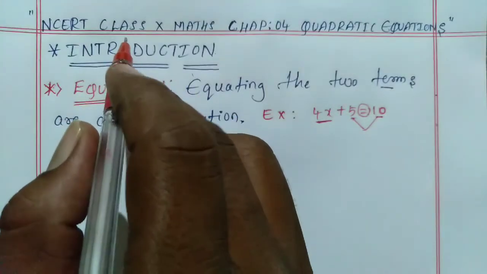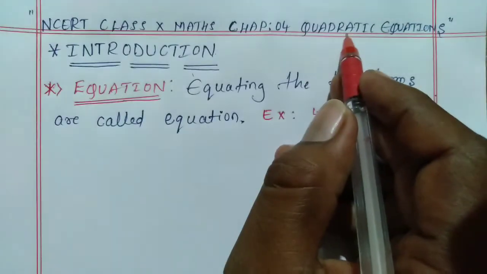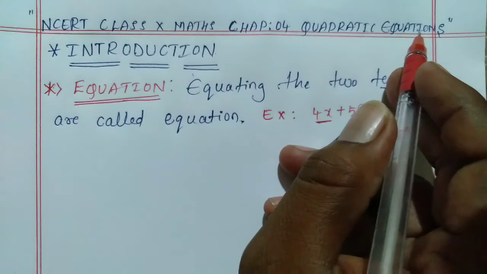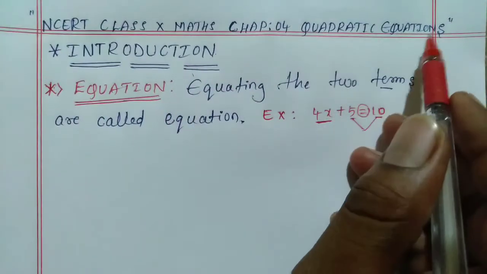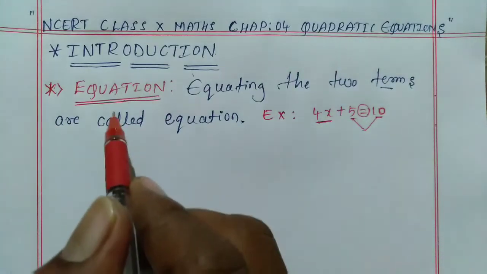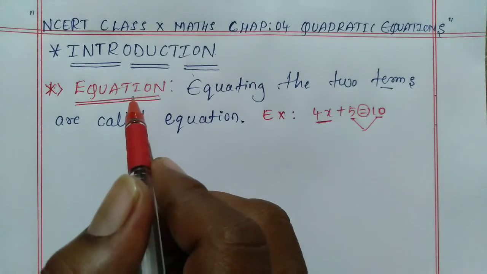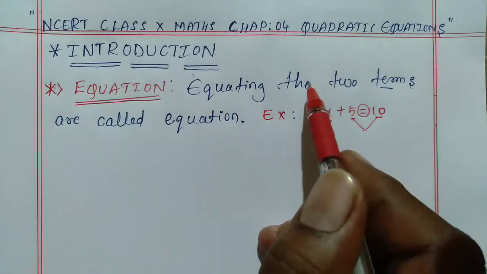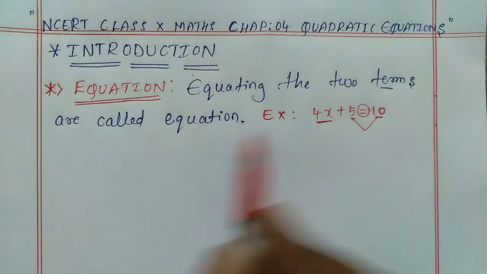Today I'll discuss NCERT class 10 math, chapter 4, that is quadratic equations. Today I'll discuss the introduction of quadratic equations. In this introduction, I will first explain what is meant by an equation. Equating two terms is called an equation.